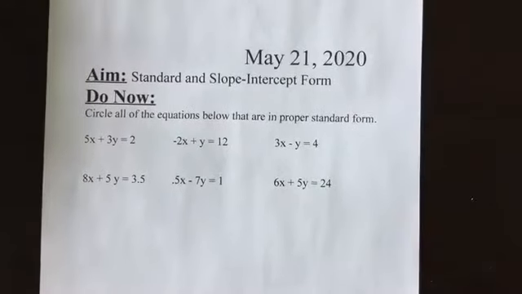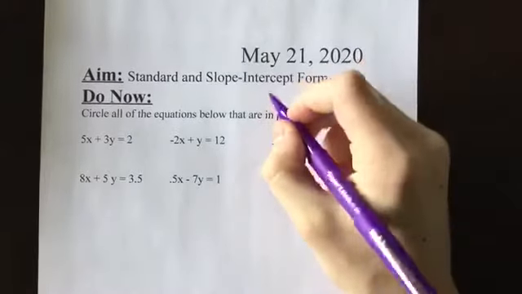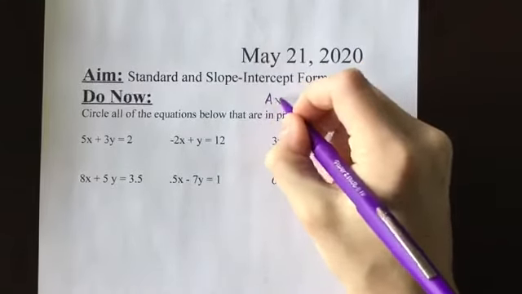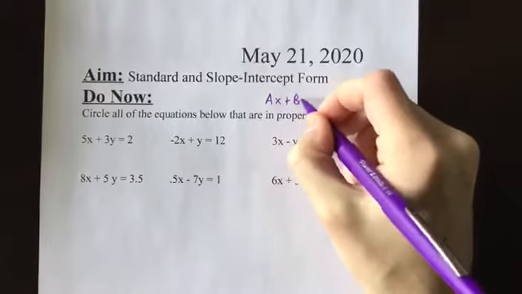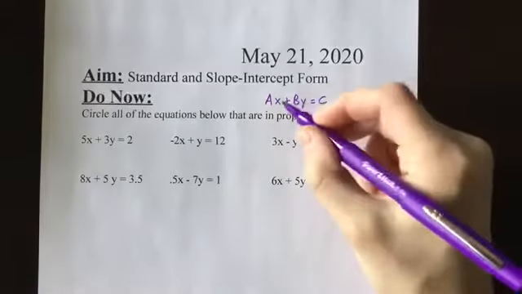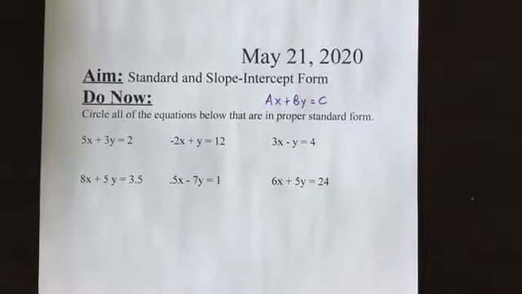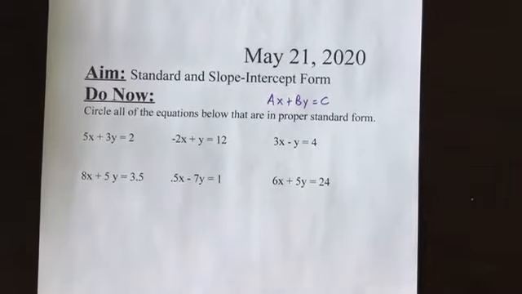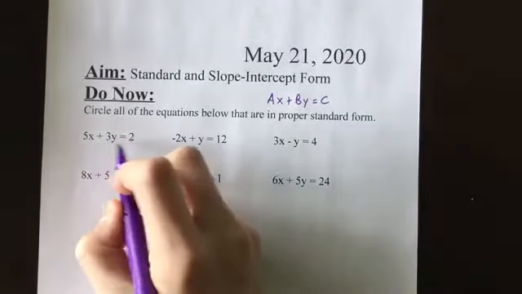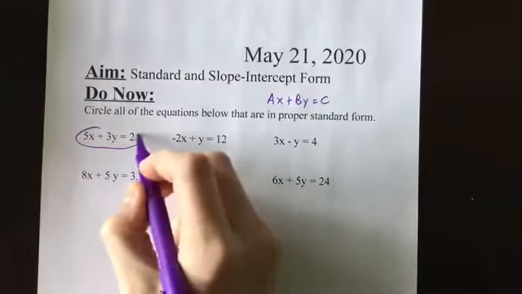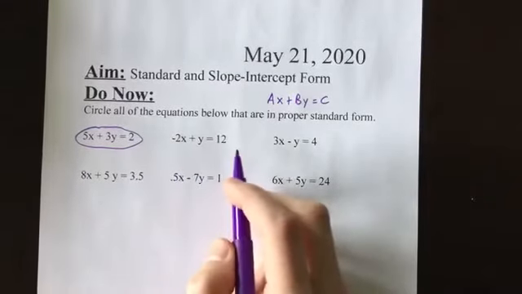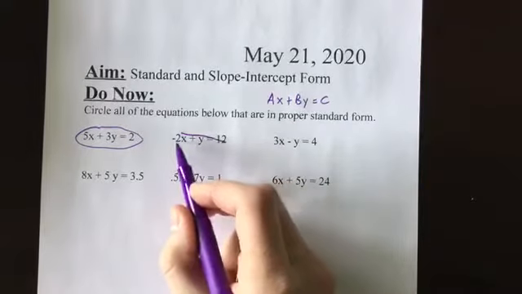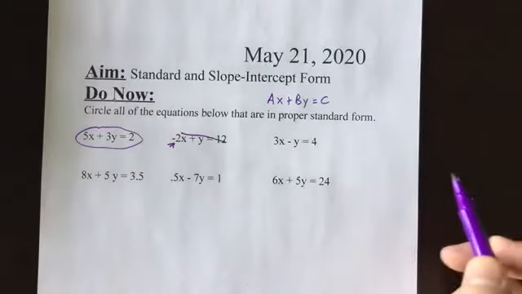For today's do now, we're going to circle all of the equations below that are in proper standard form. I want to remember proper standard form is ax plus by equals c, where a, b, and c are integers, and a must be positive. So ax plus by equals c, 5x plus 3y equals 2. Yep, that's good. Negative 2x plus y equals 12. Nope, because we have that negative there.